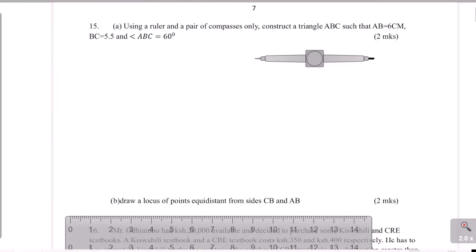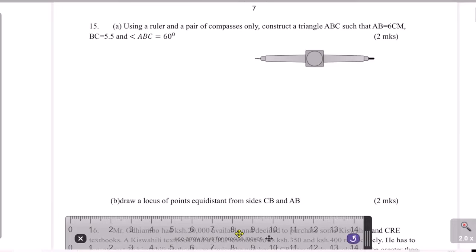Question 15. Part A. Using a ruler and a pair of compasses only, construct triangle ABC such that AB is equal to 6 centimeters, BC is equal to 5.5 centimeters, and angle ABC is equal to 60 degrees. Then part B. Draw a locus of points equidistant from side CB and AB. So let's go to the first part, using a pair of compasses and the ruler only, triangle ABC.